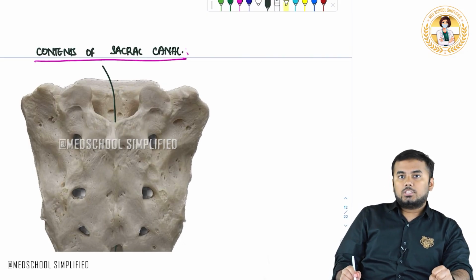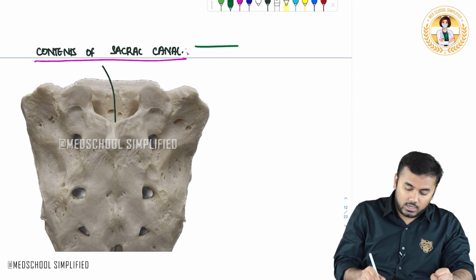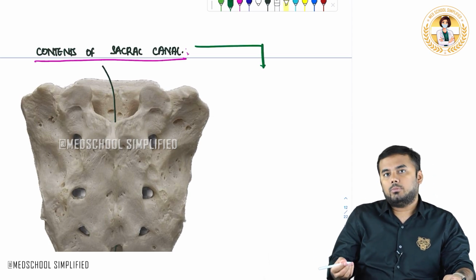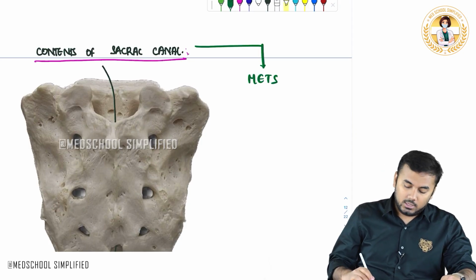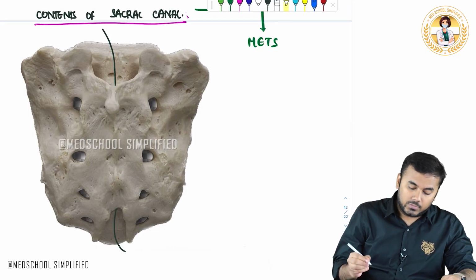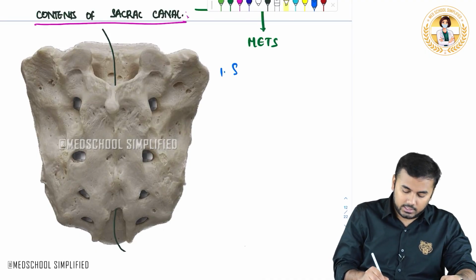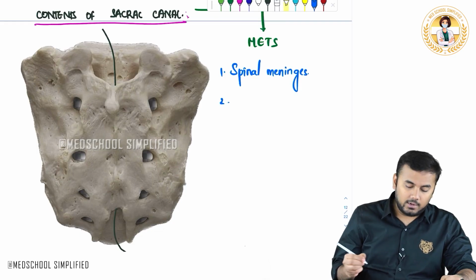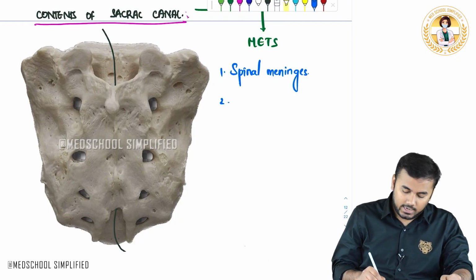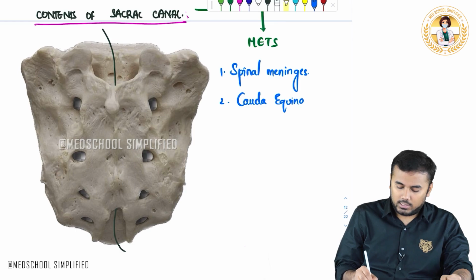What are the structures that pass through this sacral canal? That is what we are discussing now, the contents of the sacral canal. How do you remember it? Remember by a mnemonic, METS. What does M stand for? M stands for spinal meninges. After the spinal meninges, E stands for equina. That is called cauda equina.